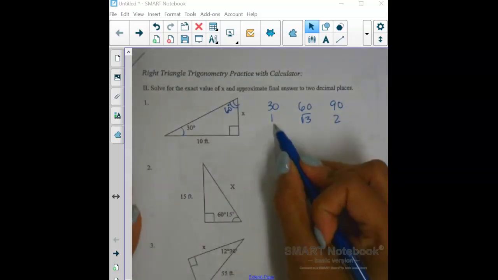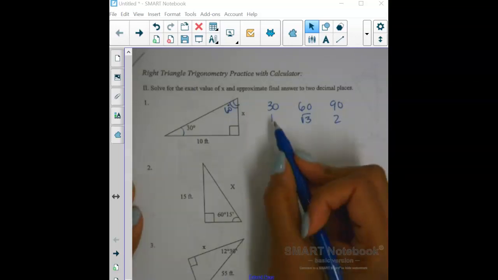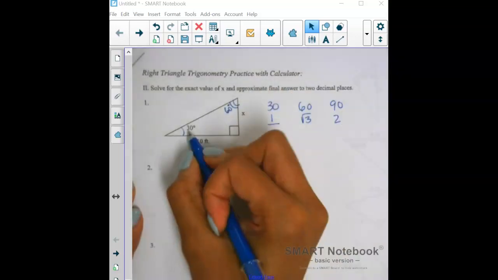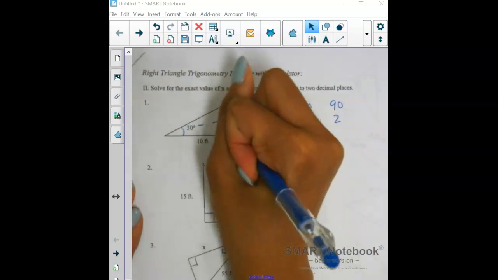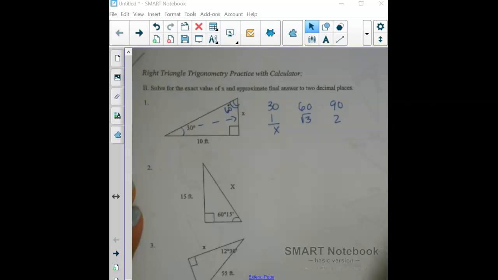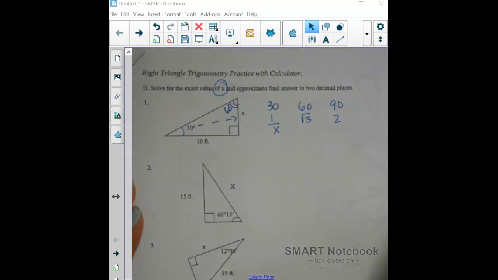So with this pattern of 1, square root 3, and 2, I'm going to set up a ratio. What that ratio means is what's directly across the 30, 60, and 90 degree angles. So right across from the 30 degree angle, you have x. That's the unknown. That's what I need to solve. I need to find the exact value of x.